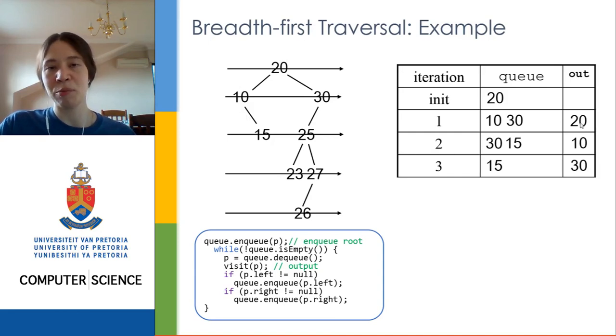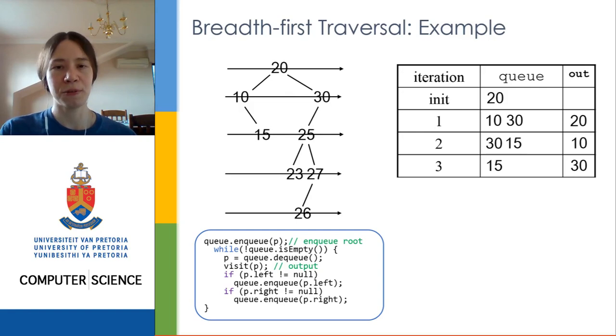So let's see, are we successfully printing them in the right order? 20 followed by 10 followed by 30. 20, 10, and 30. Yes, we have successfully printed level 1. We have successfully printed level 2. Next up, we expect 15 and 25.